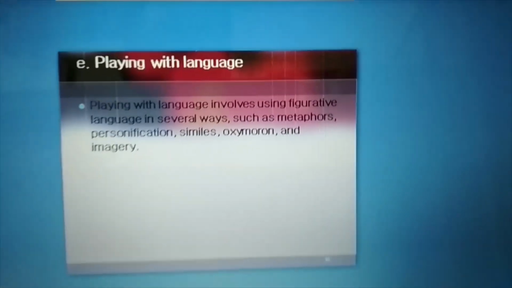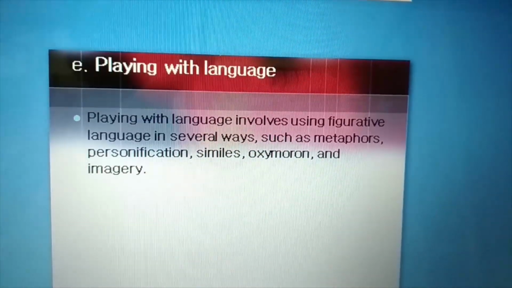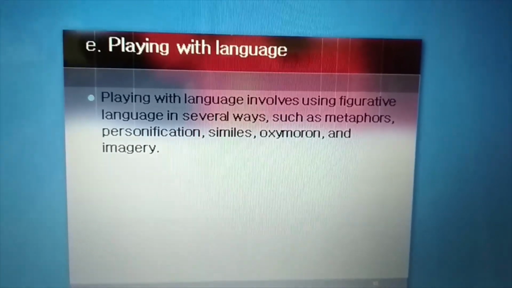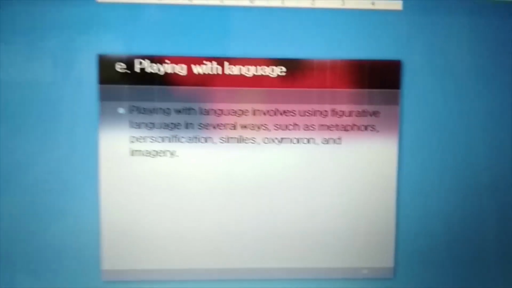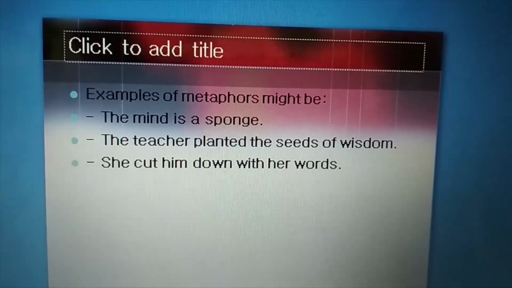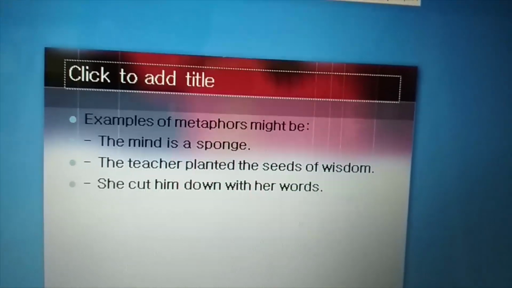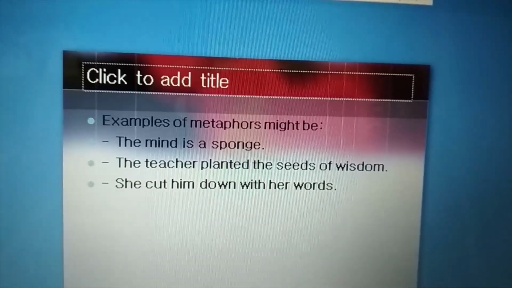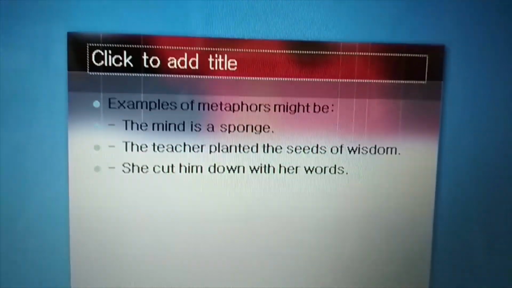And next, it is about playing with language. It is related to the figurative language, such as metaphors, personification, similes, oxymoron, imagery, and etc. For example, here, the mind is a sponge. Yeah, it means that our mind can absorb many knowledge, yeah, around us, yeah, of course.